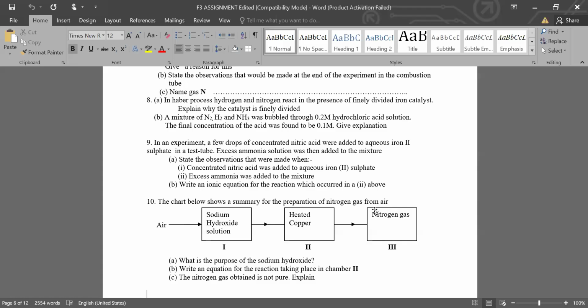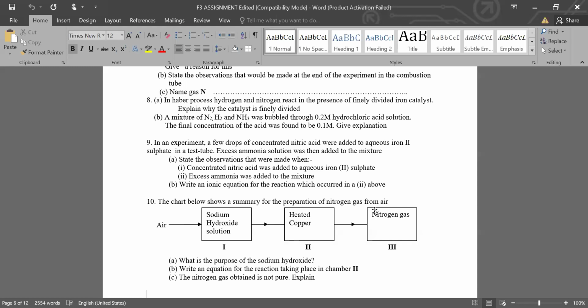And the other product that is going to be formed is nitrogen 2 oxide. So the nitric 5 acid will be reduced to nitrogen 2 oxide. And the other product will be water. So the color of iron 2 is green. And it is oxidized to iron 3. So the color will change from a green solution to a yellow solution. Reason, iron 2 is oxidized to iron 3.